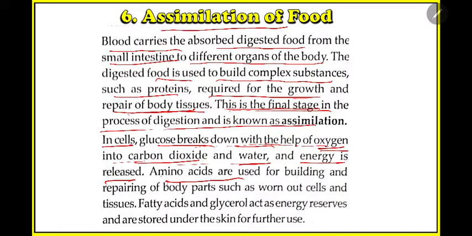Amino acids are used for building and repairing of the body parts such as worn out cells and tissue. Fatty acids and glycerol are energy givers and are stored under the skin for further use. So these are the different uses of different parts of food. This is how glucose is used. Okay, then how fatty acids and amino acids are used. You need to read all these.